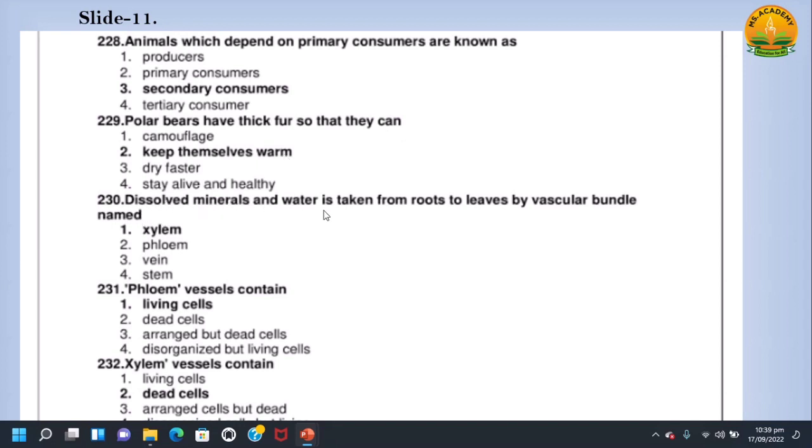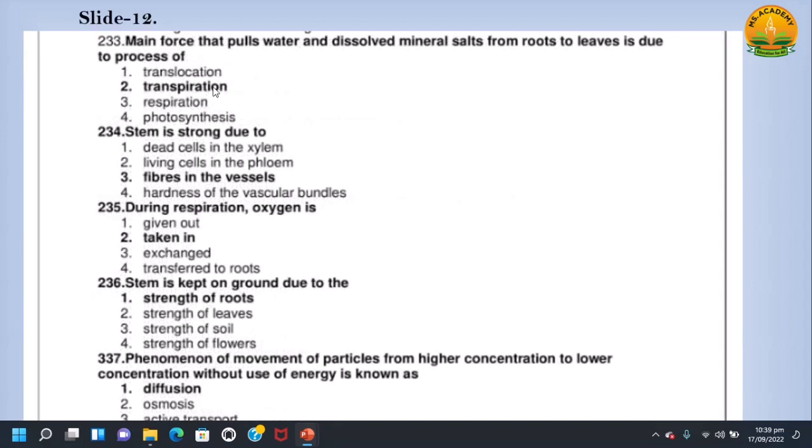Dissolved mineral and water is taken from roots to leaf by vascular bundle named, right option is xylem. Phloem vessel contain, right option is 1, living cells. Xylem vessels contain, right option is 2, dead cells. Main force that pulls water and dissolved mineral salt from roots to leaves is due to process of, right option is 2, transpiration.